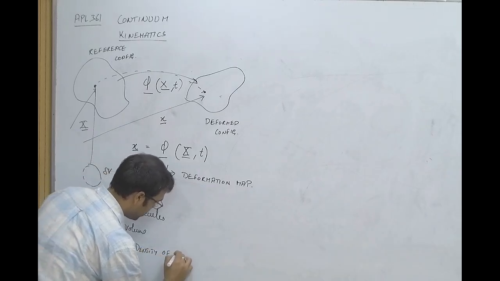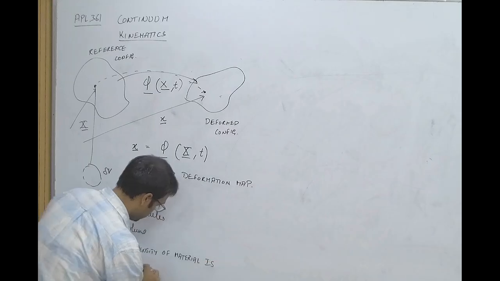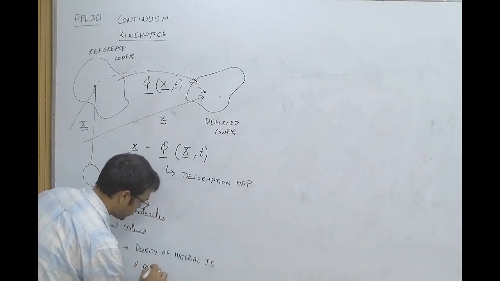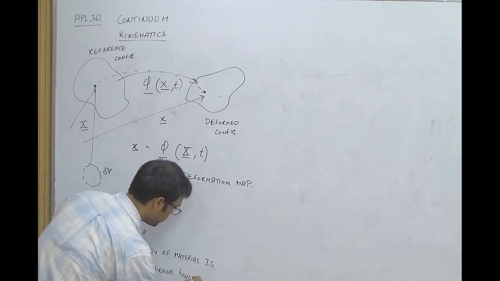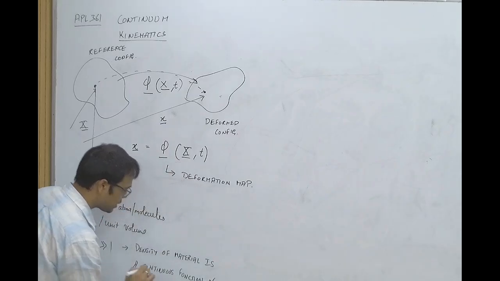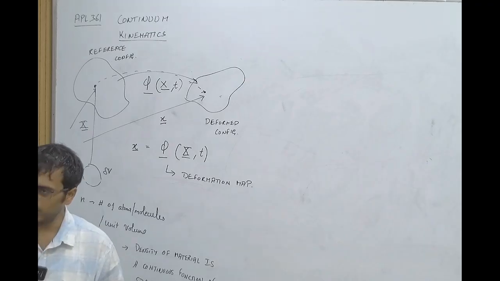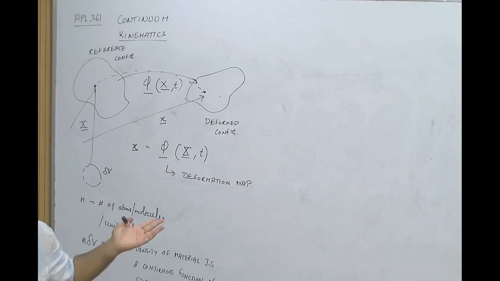density of material is a continuous function of space. So the idea is that no matter how much we zoom in, as long as we are under the umbrella of continuum mechanics, we are never going to encounter discrete particles. We are always going to encounter a huge collection of particles for which a density is well defined.